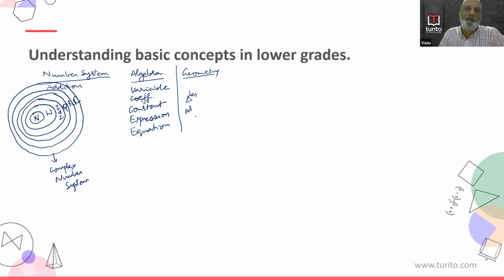Then we have the polygons. In polygons, we have right from square, rectangle, parallelogram, rhombus, trapezium, and other polygons. It can be a polygon where if it is six-sided, it is a hexagon, five-sided, it is a pentagon. So all these, how to find the areas and everything, in this.